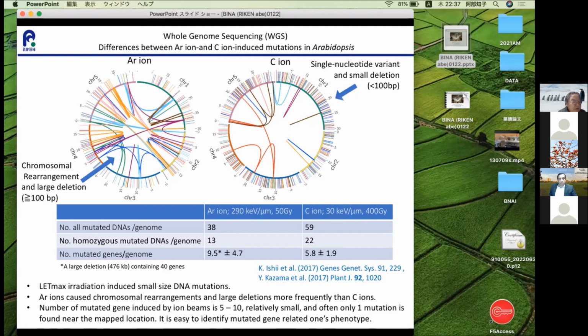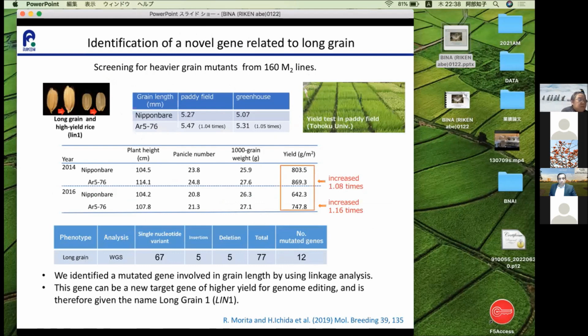The number of mutated genes induced by ion beams is 5 to 10, relatively small, and often there is only one mutation found near the mapped location. It is easy to identify the mutated gene related to one's phenotype. The weight and size of rice grain, an important trait, is correlated with yield. Heavier grain mutants can be expected to give higher yields.